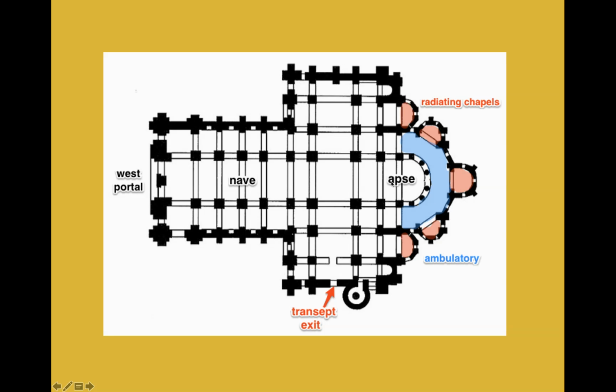Apse is where the altar is. Ambulatory is where you walk behind. And then these little bloops are called radiating chapels because they radiate out from the ambulatory.